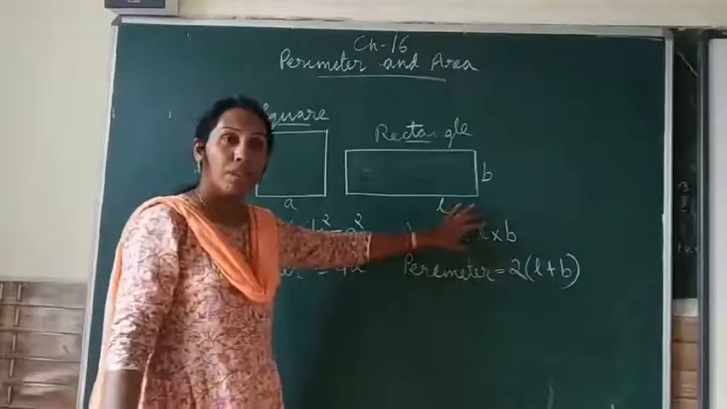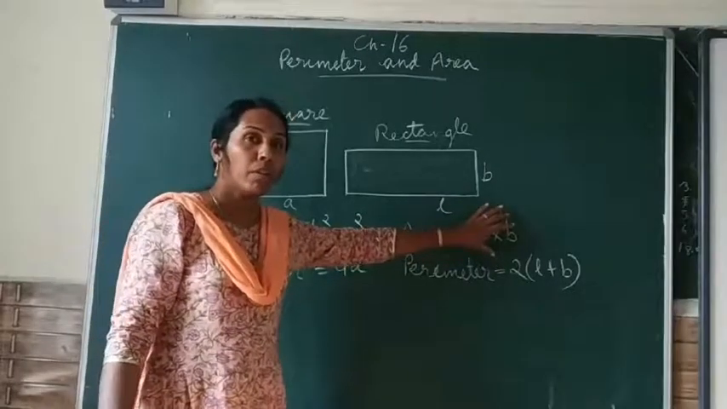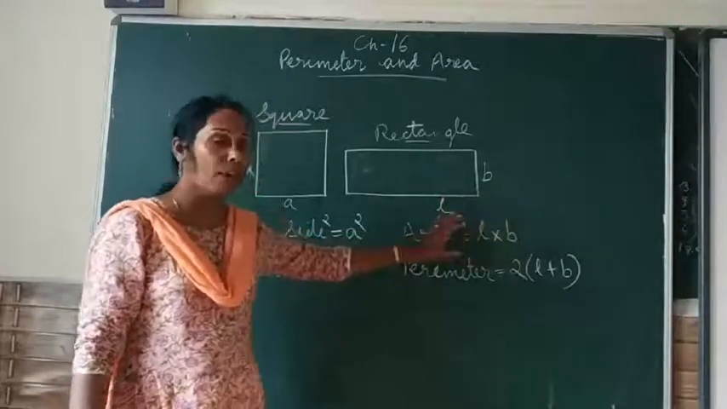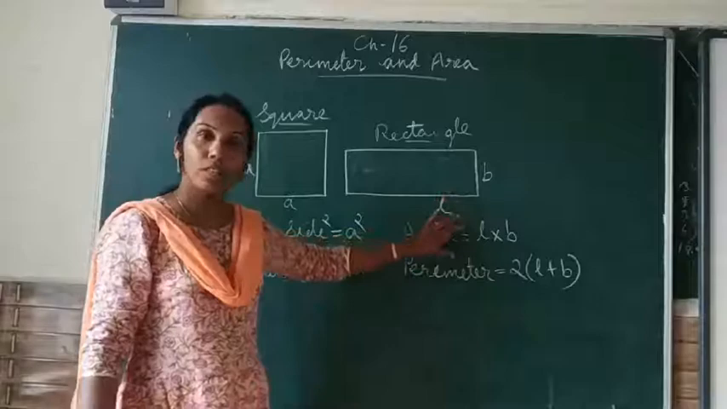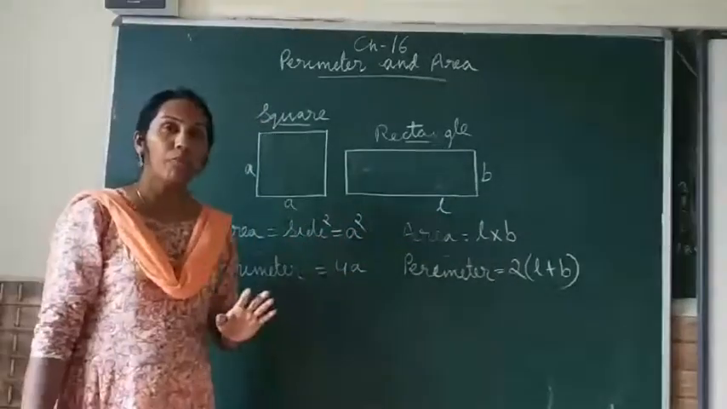Similarly, in this case, if area and length are given, we can find out the breadth with the help of the formula area by length. And if area and breadth are given, then we can find out length is equal to area by breadth. Similarly, we can apply the formula of perimeter also.